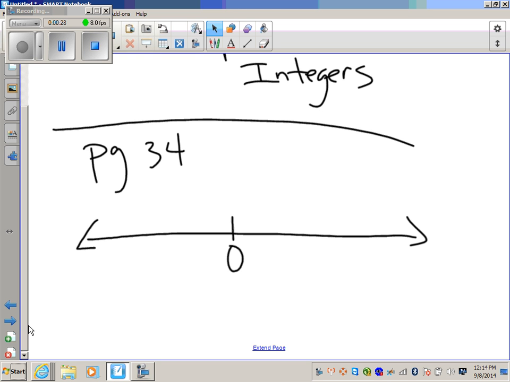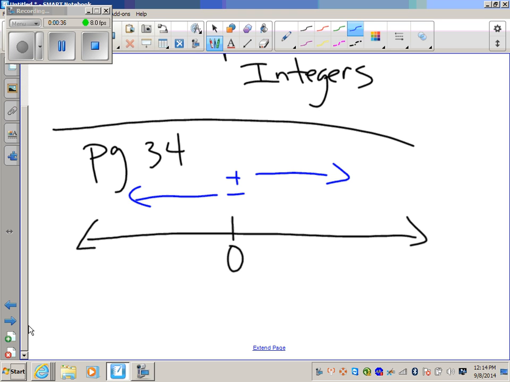Okay, so which side of 0 are the positives? And then the negatives have to be to the left of 0, okay? What happens to the value of your digit the further to the right it is on the number line? Right, and consequently, further to the left, it would be less, right? Okay. Now, they go through a couple of terms on page 34.